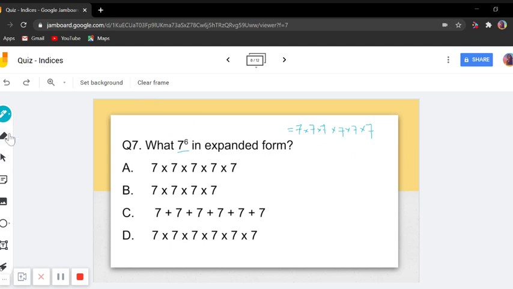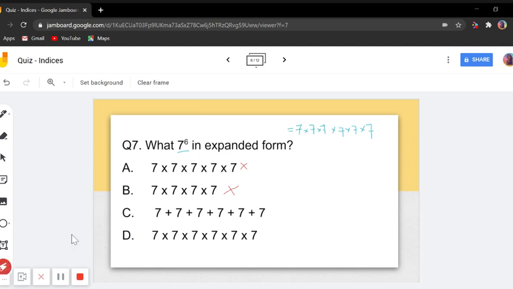So let's take a look at the options. Which one is correct? Option A. Let's count how many bases here. 1, 2, 3, 4, 5. This is incorrect because the base here is only 5. Okay. B. 1, 2, 3, and 4. This is also incorrect because 7 is multiplied by itself for 6 times.